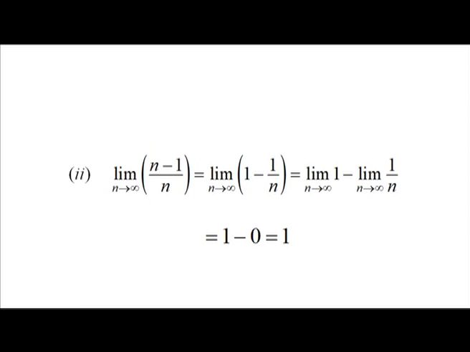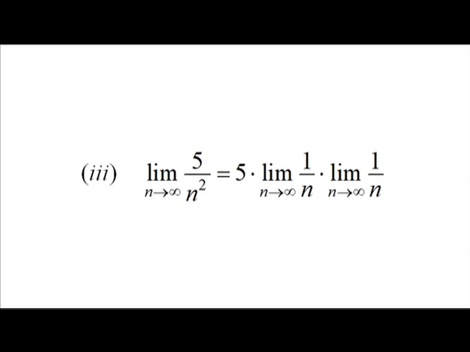which is equal to 1. Third one, the limit of 5/n² as n approaches infinity equals 5 times the limit of 1/n as n approaches infinity times the limit of 1/n as n approaches infinity, using the constant multiple rule and the product rule, which is equal to 5 × 0 × 0, which is equal to 0.